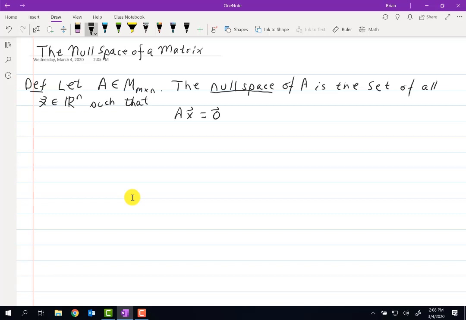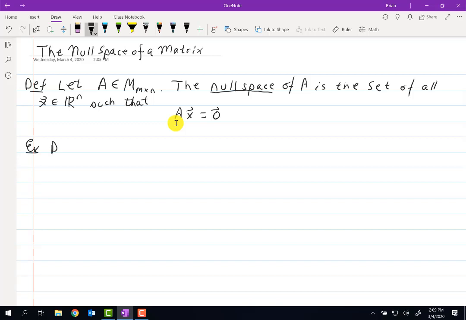And notice we say that x is in R to the n because the matrix here has n columns, and in order to make that multiplication compatible, we need for x to have n rows. So whatever you're putting here has to match the number of columns in the matrix. Let's do a couple of examples.